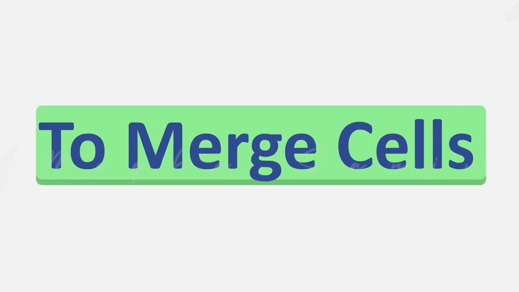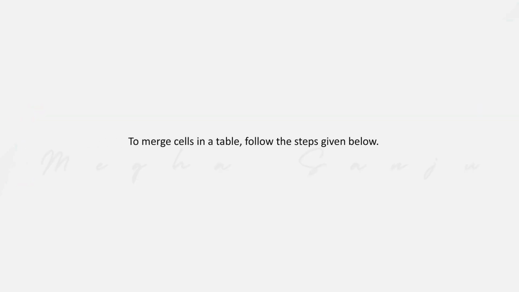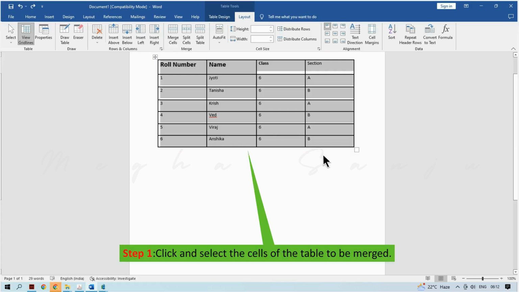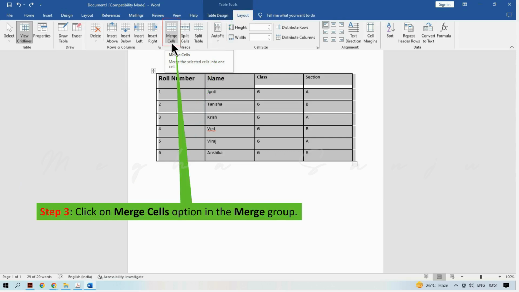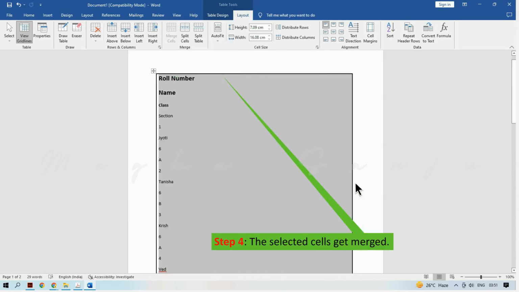To merge cells in a table, follow the steps given below. Step 1. Click and select the cells of the table to be merged. Step 2. Table Tools contextual ribbon appears on the title bar. Click on the Layout tab. Step 3. Click on Merge Cells option in the Merge group. Step 4. The selected cells get merged.